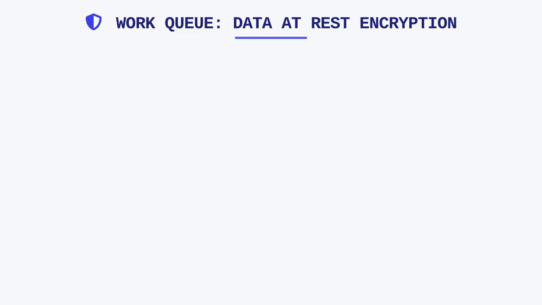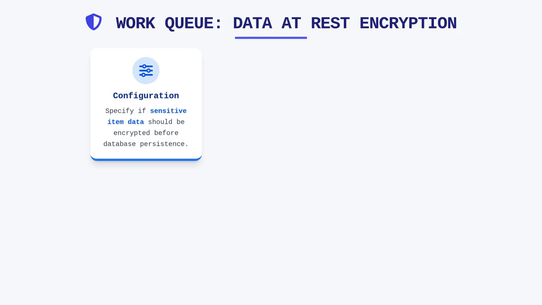A critical decision point during the creation of a work queue involves the implementation of encryption for data at rest. Within the configuration panel, you are presented with options to specify whether sensitive item data should be encrypted before it is persisted into the database.